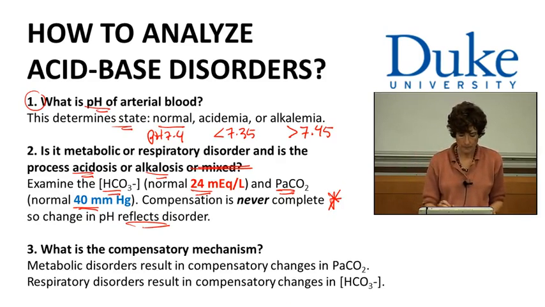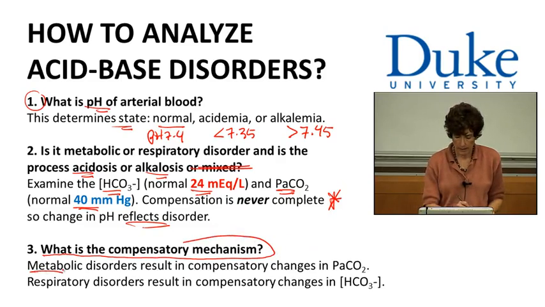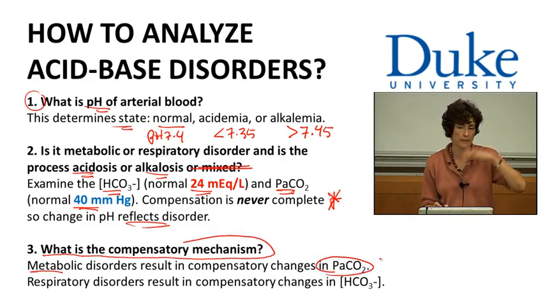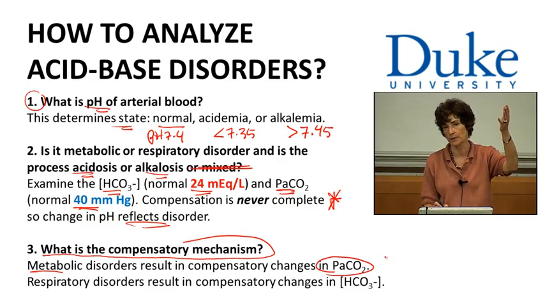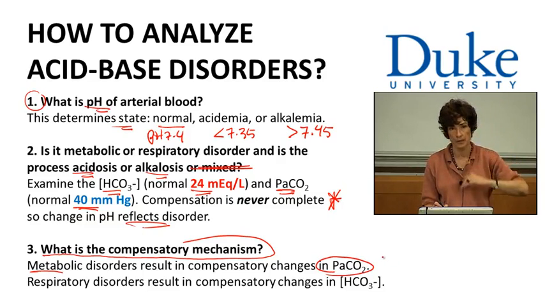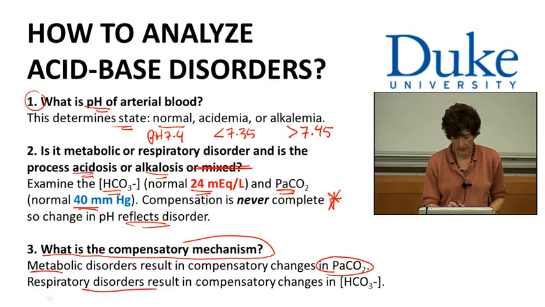neutral. And then the last thing we want to deal with is what is the compensation. In the metabolic disorders, the compensation will be a change in the PaCO2. The ventilation rate is going to change. We'll either be blowing off our CO2 because we have an acid condition, or we're holding our CO2 because we have a basic condition. And in respiratory disorders, then, the compensation is going to be in our bicarb.